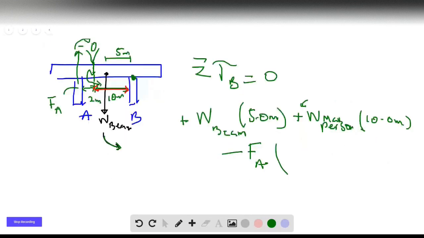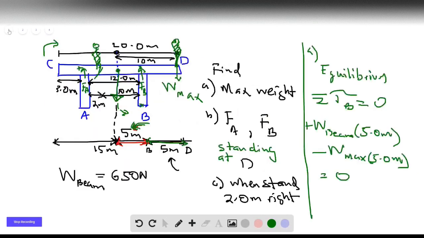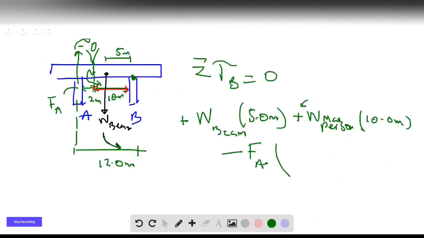And so the distance from A to B is 12 meters, as given on the first page. This is 12 meters, you can see. So coming back, we multiply that by 12 meters, and that sum is 0. Our goal is to solve for F_A.